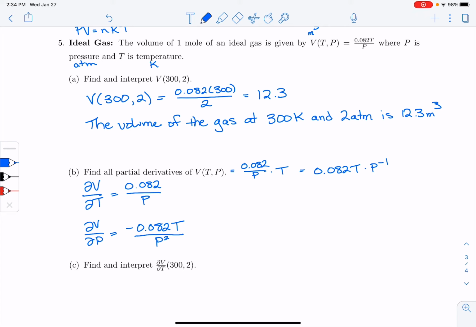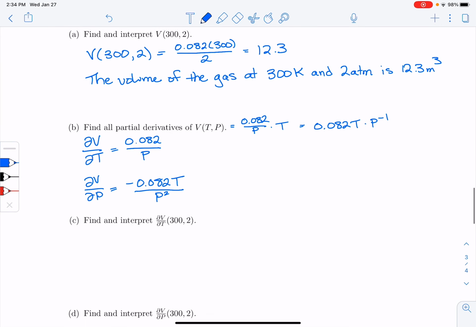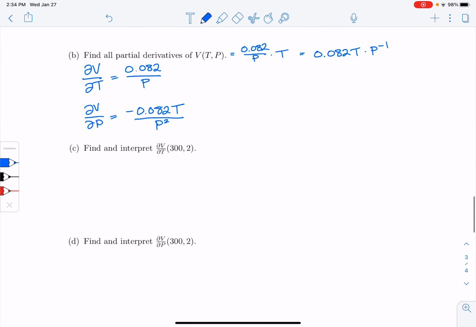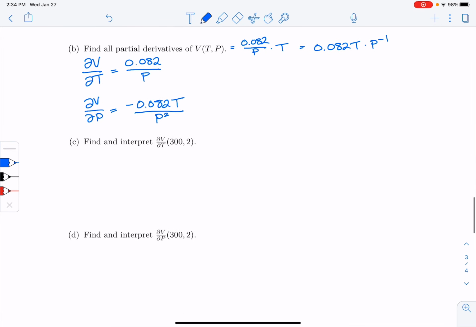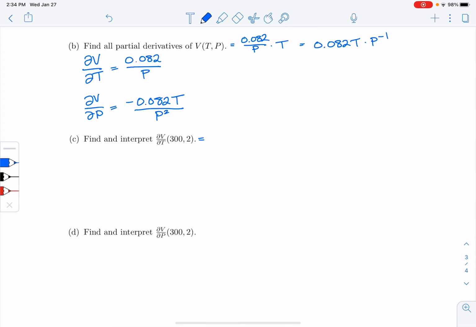Okay, so let's interpret again. First of all, let's find dV/dT when we have a temperature of 300 Kelvin and we have 2 atmospheres of pressure. So that's going to be 0.082 over, in this case, P, which is 2. So that's 0.041. And now we want to interpret that.